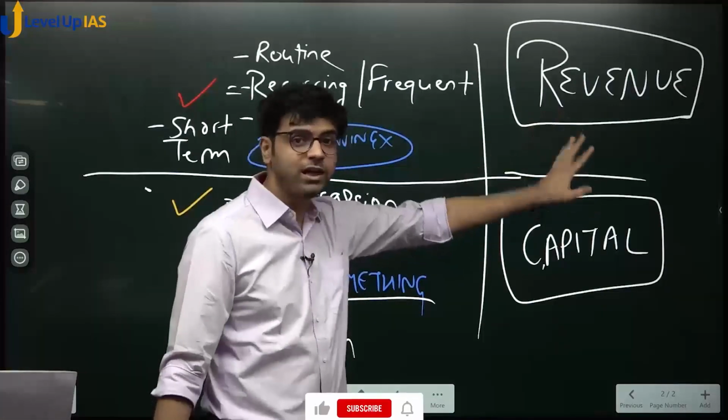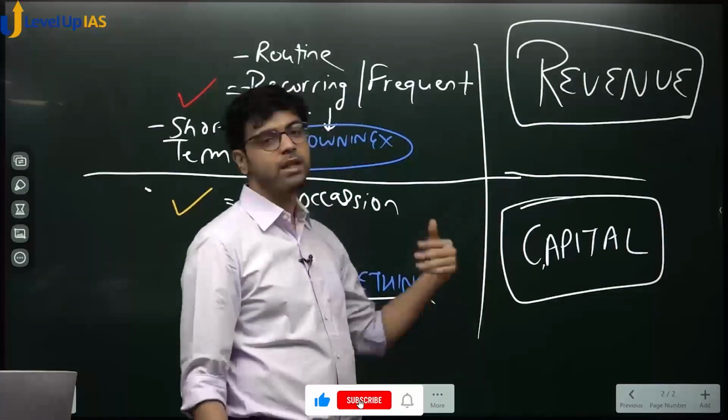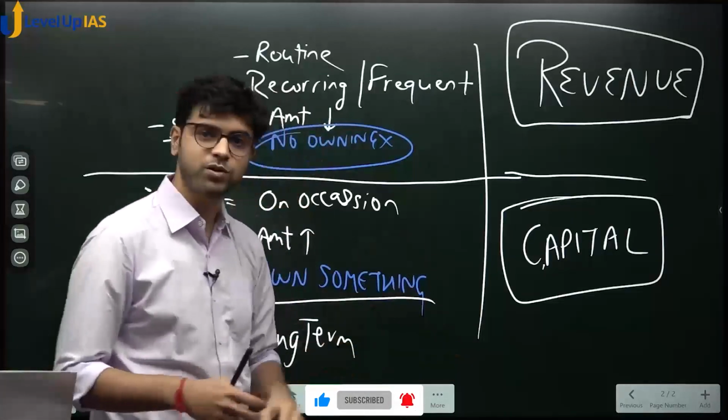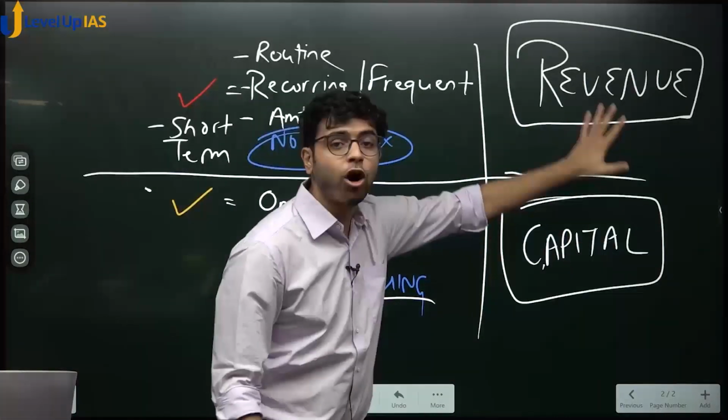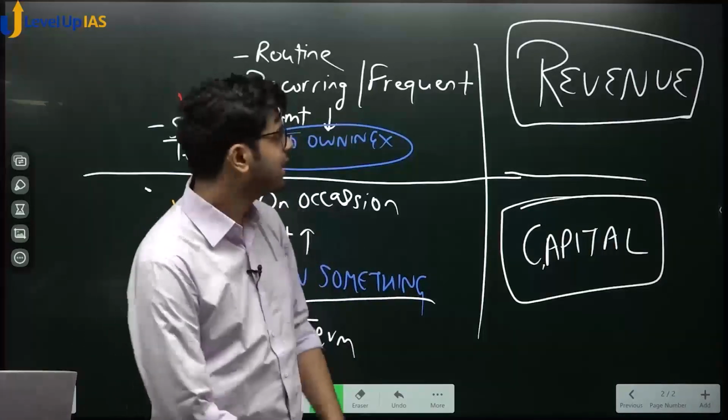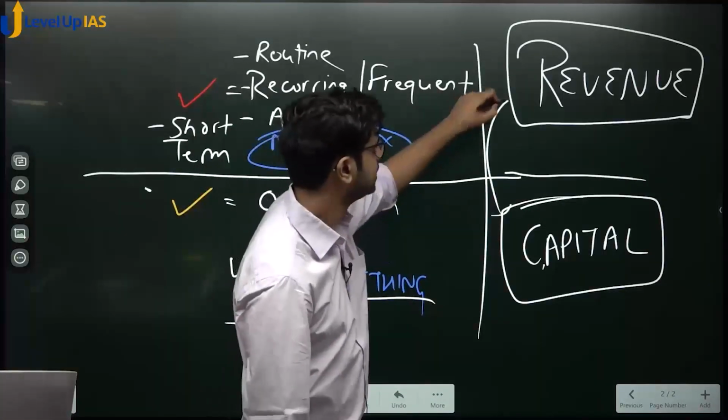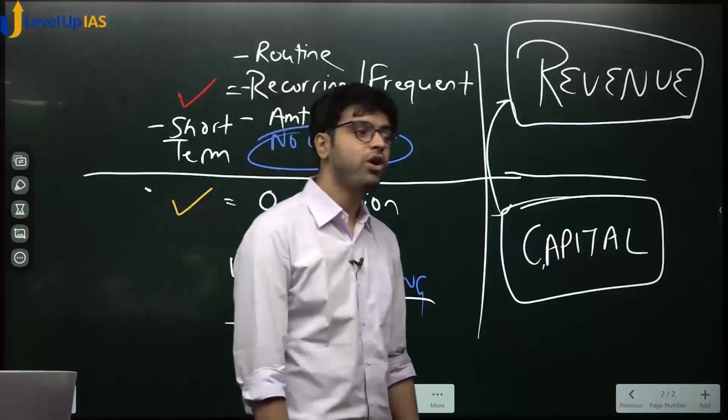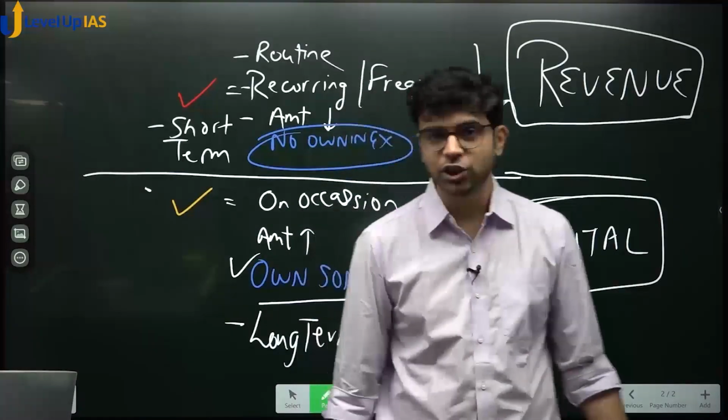Okay, it can be income also, it can be expense also. Don't be confused that revenue means it is only income. It can be income, it can be expense also. So revenue and capital, it all depends on the nature of transaction. This classification is due to the nature of transactions. It is not inflow or outflow, it is due to the nature of transactions.